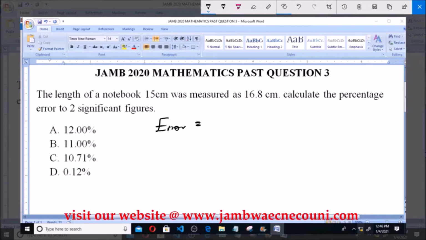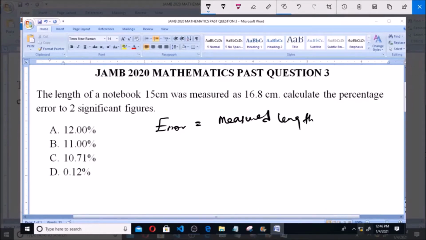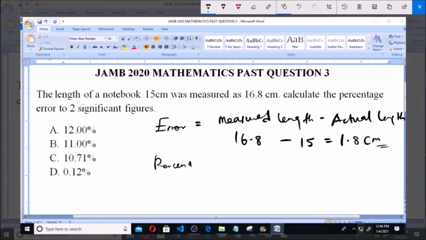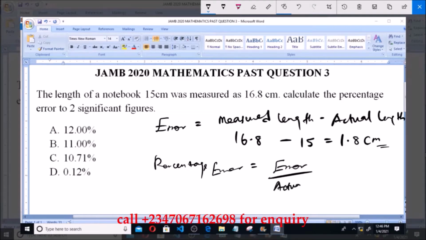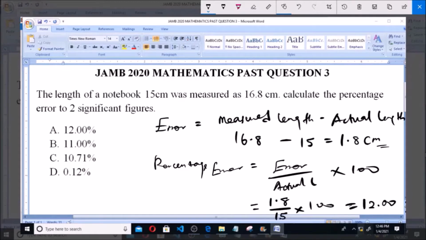the error is equal to the measured length minus the actual length. Now the measured length is 16.8 cm minus the actual length, which is 15 cm, and that will give us 1.8 cm. Now percentage error is equal to error all over actual length multiplied by 100, and that is equal to 1.8 all over 15 multiplied by 100, and that is equal to 12.00%. So the percentage error is 12.00%, which is option A, to two significant figures.